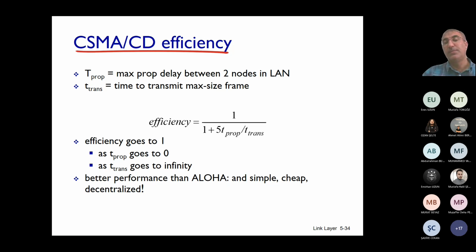If you compare CSMA to Aloha, remember in the previous Aloha, it has better performance than Aloha, and it is simple, cheap, and decentralized. That's why it became more popular compared to Aloha. It's been used in many technologies such as Ethernet, Wi-Fi, ATM, and so on.